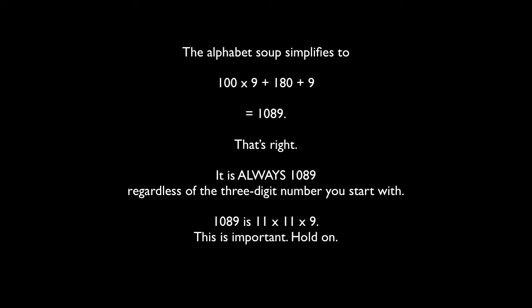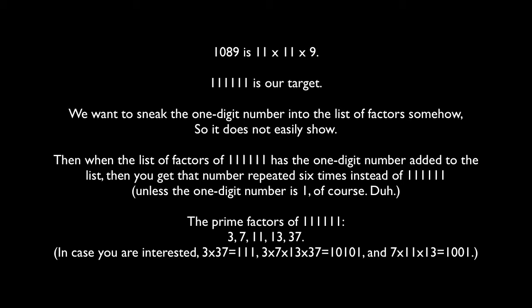1089 is 11 times 11 times 9. This is important. 111,111 is our target. We want to sneak the one-digit number into the list of factors somehow, so it does not easily show. Then when the list of factors of 111,111 has the one-digit number added to the list, you get that number repeated 6 times instead of 111,111. The prime factors of 111,111: 3, 7, 11, 13, and 37.